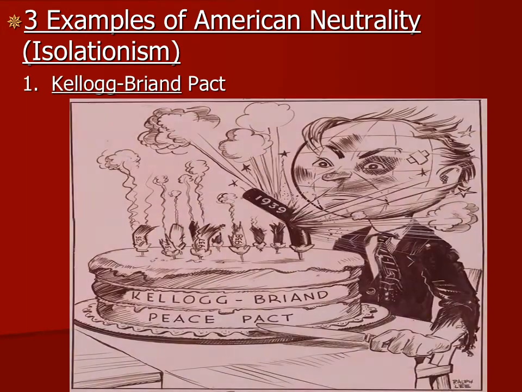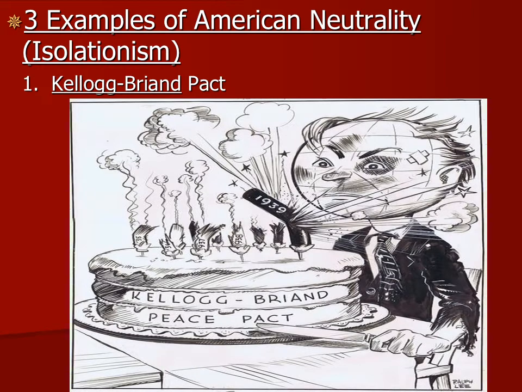One way that we try to stay out of this global conflict is we joined a pact called the Kellogg-Briand Pact. 62 different nations joined this pact. I mean, it was a paper tiger. They tried to outlaw war. That's why I always say with the Kellogg-Briand Pact, Tony the Tiger did not like war.